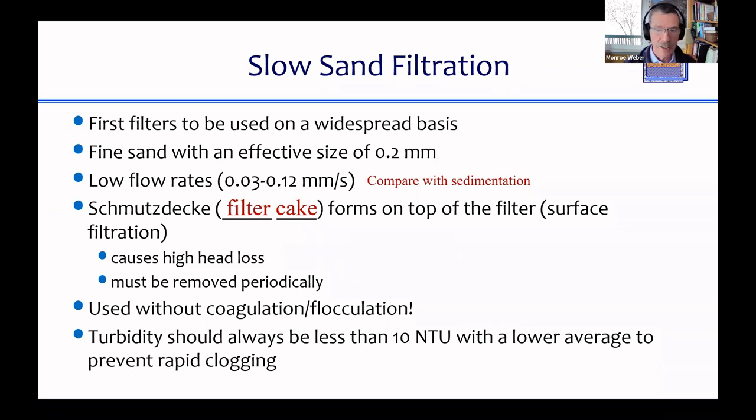Here's another advantage of slow sand. They're used without coagulation or flocculation. So that means you don't need any alum, you don't need any polyaluminum chloride. They just work, except they don't always, but you have nothing that you can do to help them work. So they just do what they do.